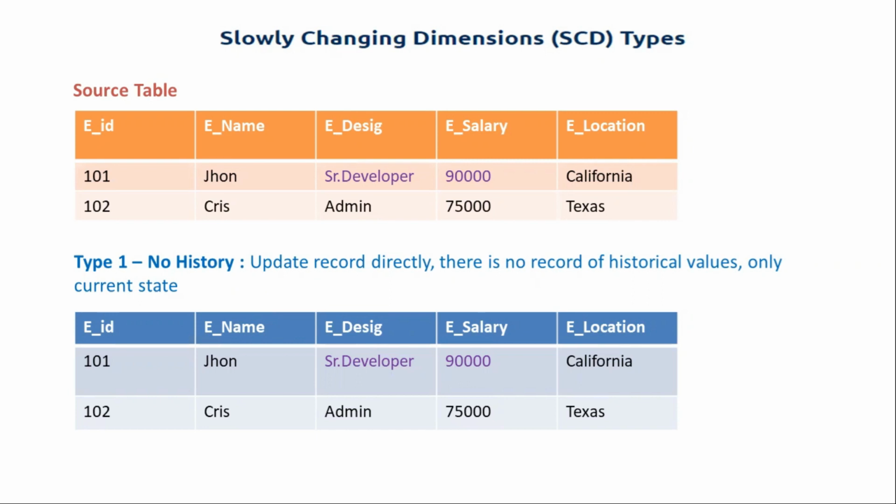The advantage is, since we are not maintaining the history here, our data won't be much. And if the data won't be much in a table, definitely the performance will increase. That you know very well. Whenever we query the table, we get faster results as compared to the huge data available in a table, right?